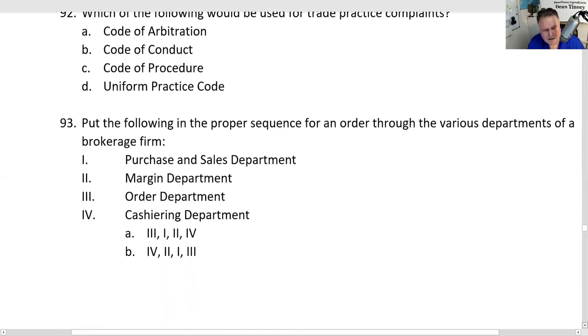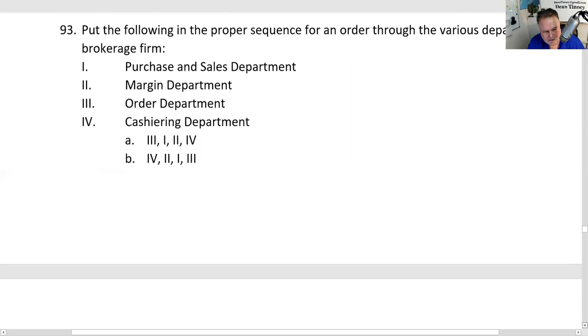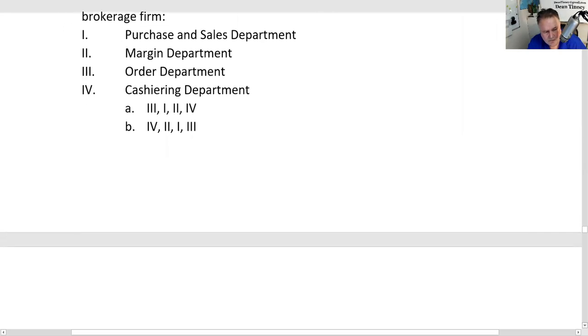A good way to get this right is with a mnemonic: order peanuts, Mr. Carter, or order other people's monies count. So the first place it goes is to the order department. The order department is responsible for wiring the order to the appropriate market center or transmitting the order to the appropriate market center for execution. So it's going to go 3.